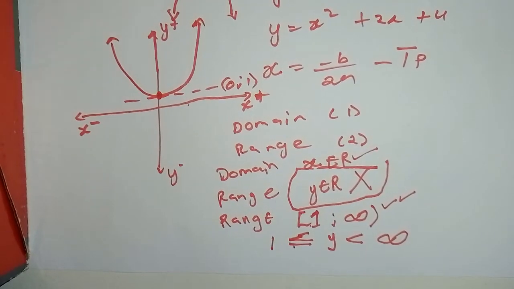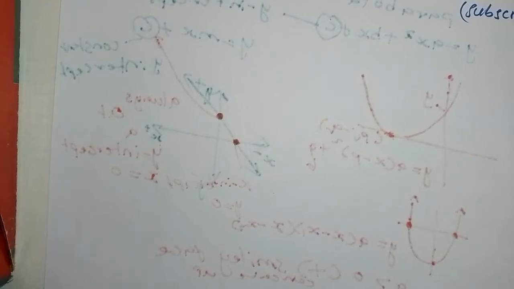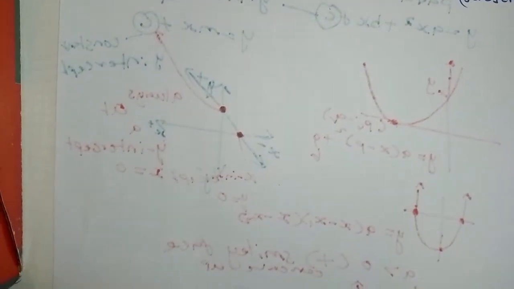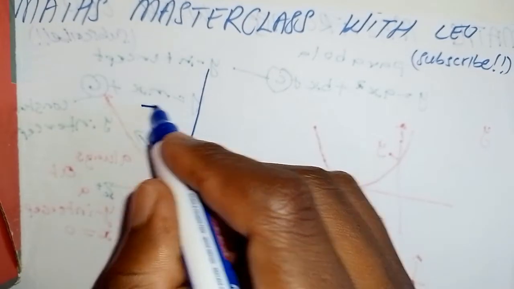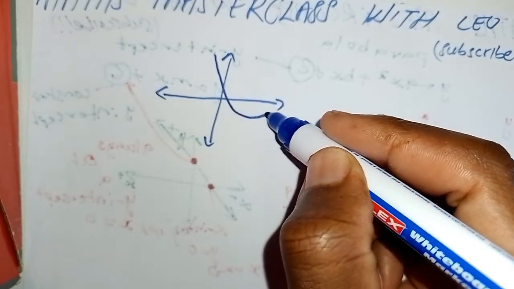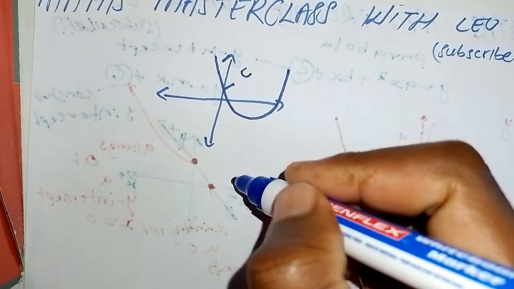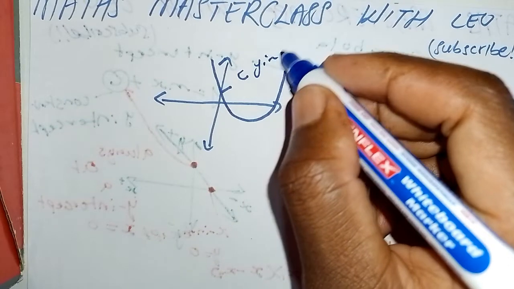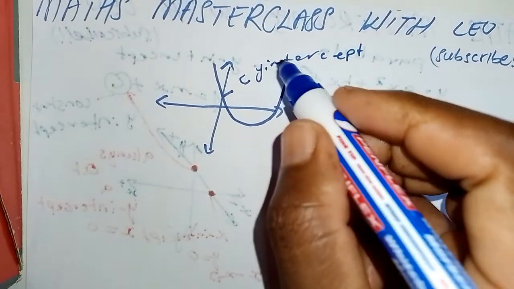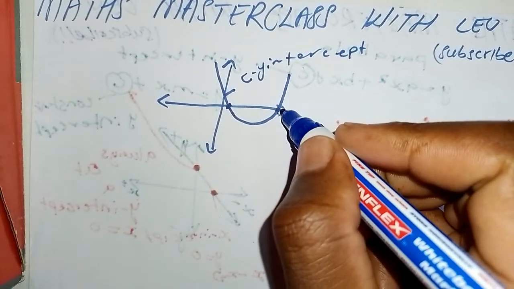I believe we have covered everything. Let me just check my notes first. Okay, but we did touch on it, let me just emphasize it again. If you have a graph like this, then your graph is like that. This point represents the value of c. This is the y-intercept. Let me emphasize it. This is the y-intercept, and these two represent the x-intercepts.